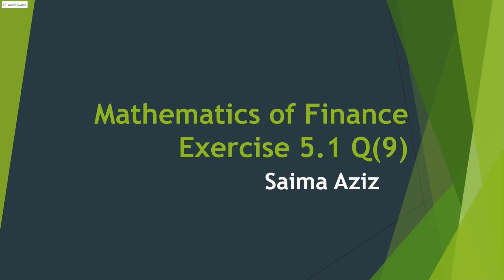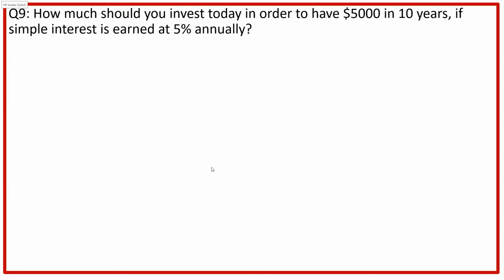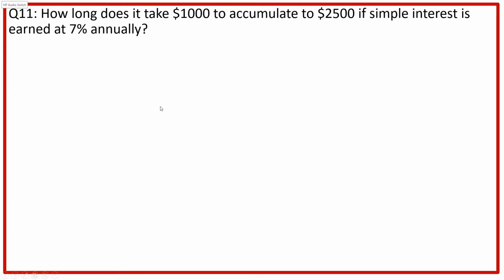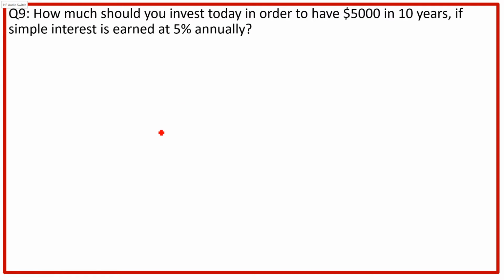In this lesson, we will discuss Mathematics of Finance, exercise 5.1, question number 9. The question is: how much should you invest today in order to have $5,000 in 10 years if simple interest is earned at 5% annually? So again, this is a question related to simple interest.